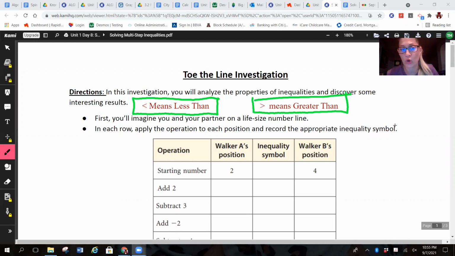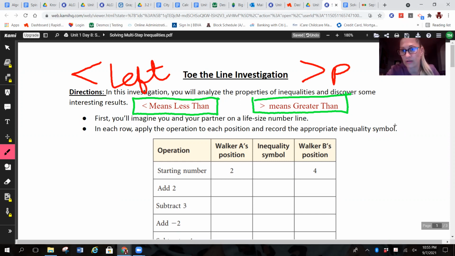So I already pre-wrote the two statements in maroon outlined in green. This is the less than sign, pointing to the left. And this is the greater than sign, pointing to the right. If we can understand those two concepts, less than points to the left and greater than points to the right, we'll tackle this investigation.